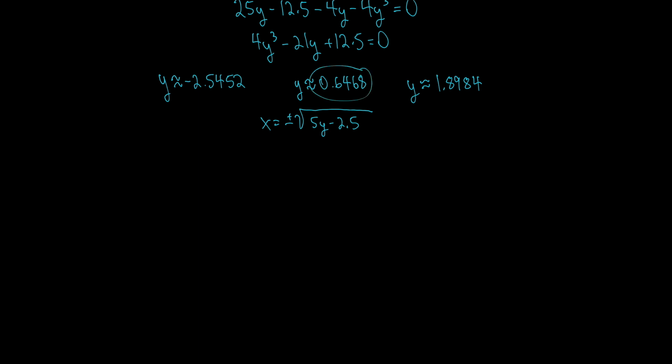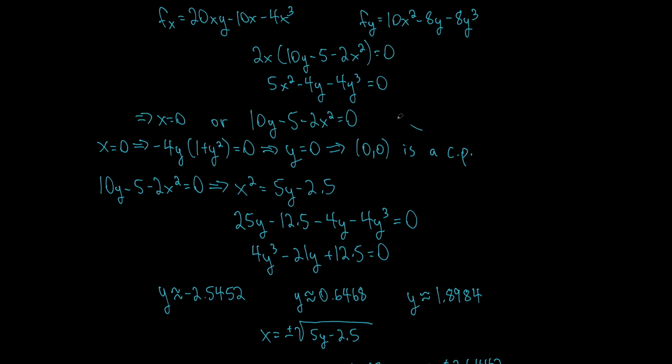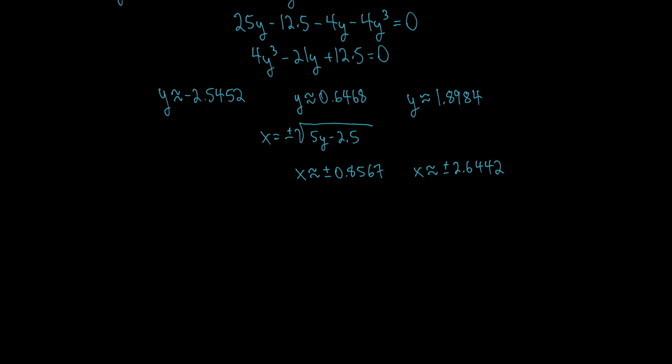So if I plug in this, then I can use a calculator and see that x is about plus or minus 0.8567. And if I plug in my other y value, I see that x is about plus or minus 2.6442. So it looks like we got two x values for each of our y values, and we have that critical point that we already got, 0, 0. So we now have 4 additional critical points, so we have 5 critical points.